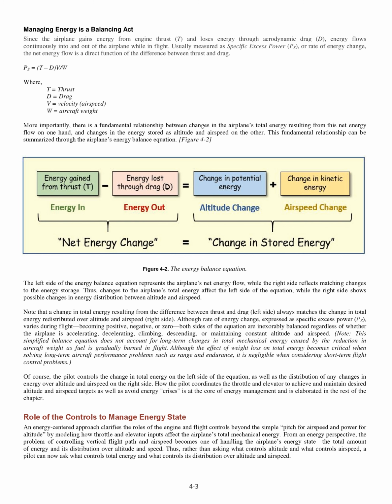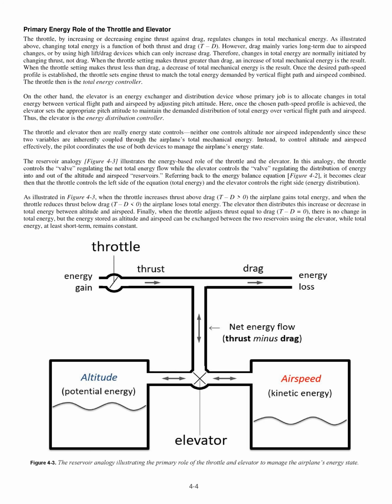Thus, rather than asking what controls altitude and what controls airspeed, a pilot can now ask what controls total energy and what controls its distribution over altitude and airspeed. Primary energy role of the throttle and elevator. The throttle, by increasing or decreasing engine thrust against drag, regulates changes in total mechanical energy. As illustrated above, changing total energy is a function of both thrust and drag, T - D.